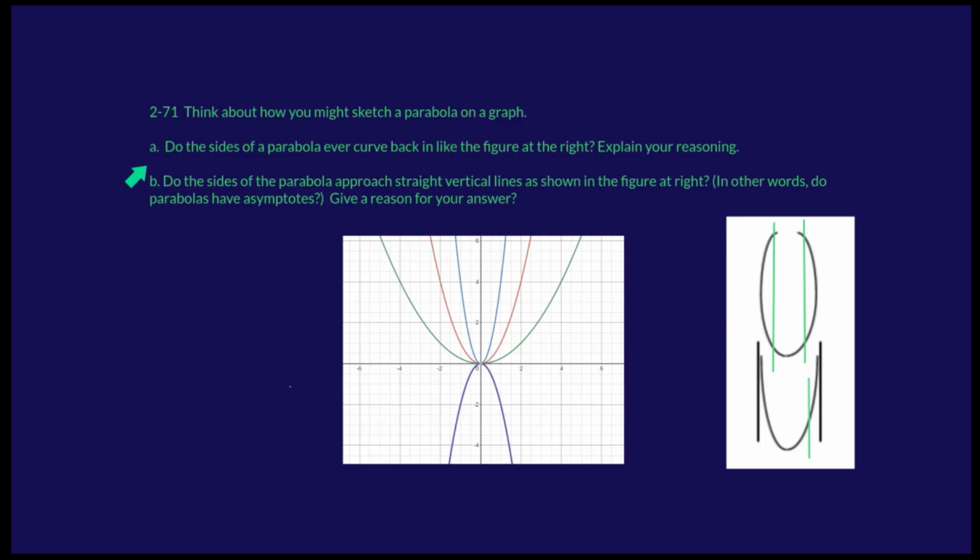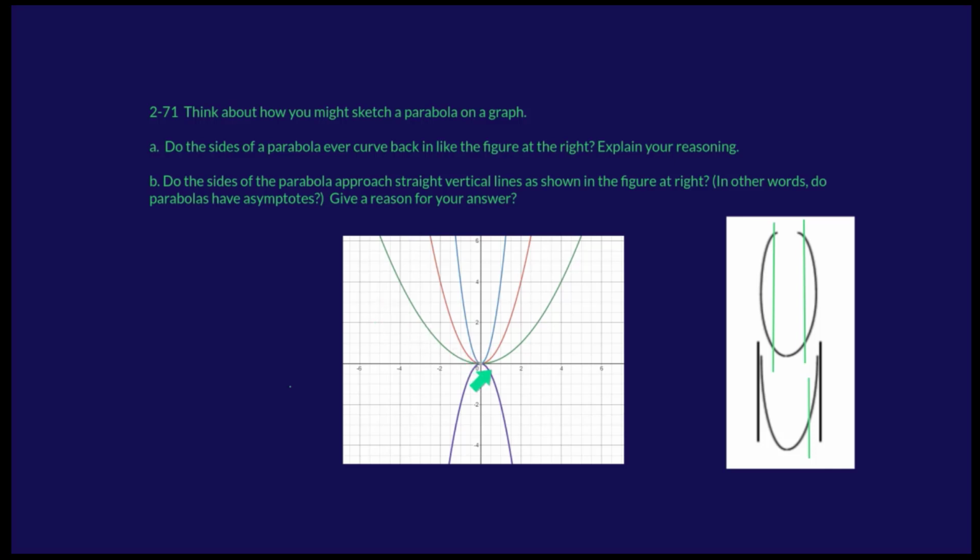In addition, on part B, it says, do the sides of the parabola approach straight vertical lines as shown in the figure at right? No. They don't have asymptotes either, because the domain of a quadratic is all real numbers. There is not a single x value that will cause an asymptote, okay? Inverse linear or some of the exponentials, yes, but not this particular problem right here, okay? So therefore, there are no asymptotes.